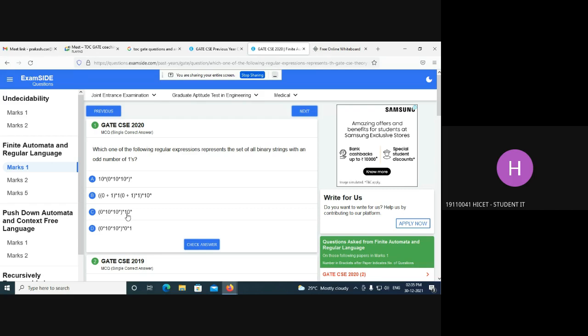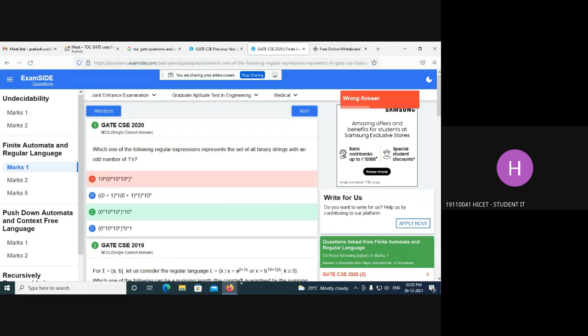What is an odd number? Odd numbers are 1, 3, 5, 7. We have 4 choices. Out of the 4 choices, which input will have an odd number of ones? That means either a single one, or 3 ones, or 5, 7, 9 ones; it needs to produce that. Let us check the answer. The correct answer is C.